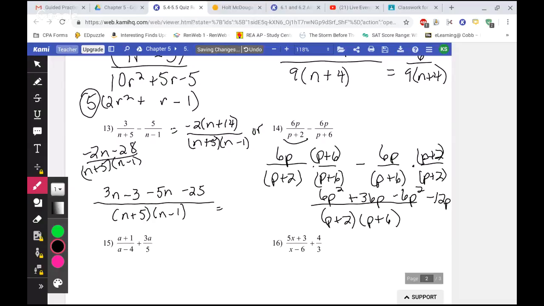So now I'm going to combine like terms. So the 6p squared cancels the negative 6p squared. And I'm going to combine 36p with a negative 12p. And that's going to give me 24p over, actually, I'm going to write my answer up here. 24p over p plus 2, p plus 6.